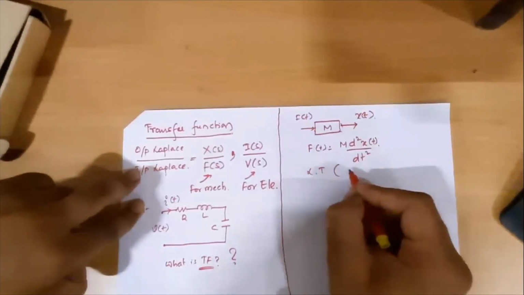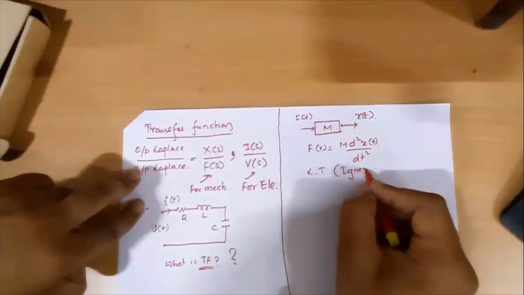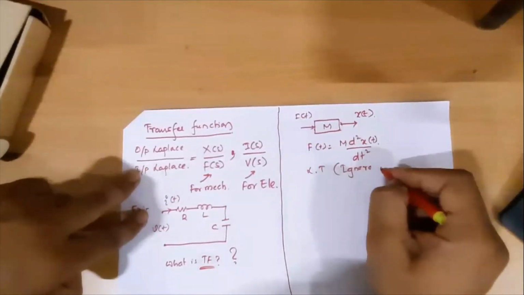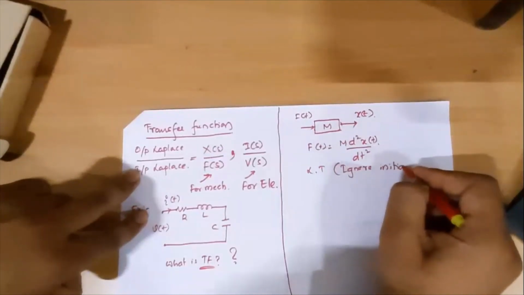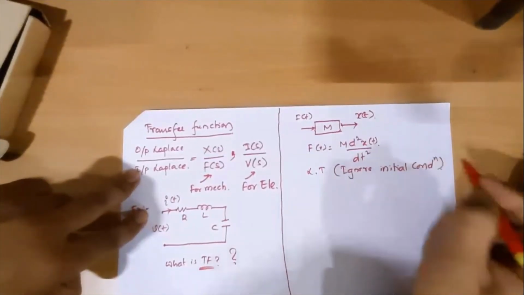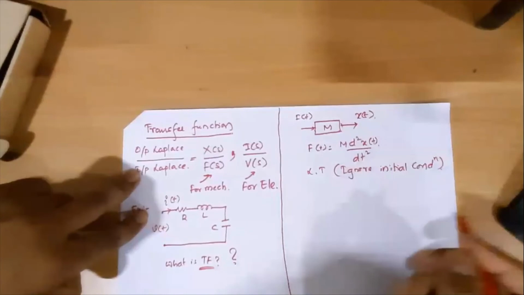So this is the equation of a mass, and we will apply Laplace transform for this. But the key part here is we are ignoring initial conditions. Initial condition is very important. Many people will ignore it, but it is a very important part. But again, not to make any complications for the first step itself, I am ignoring initial conditions. It means there is no initial condition at all. Everything is starting from the beginning.